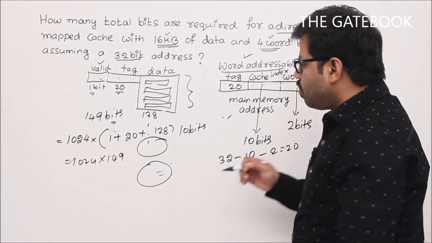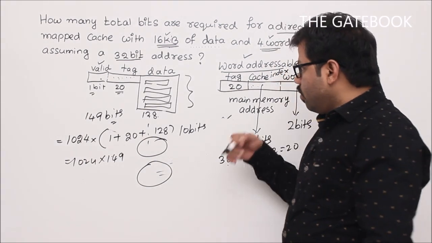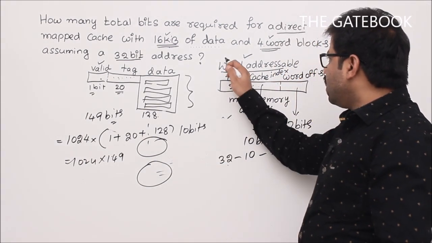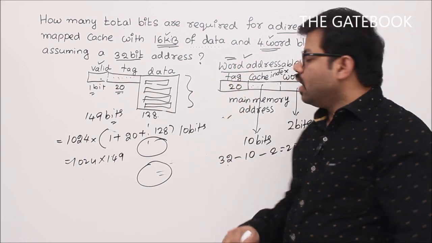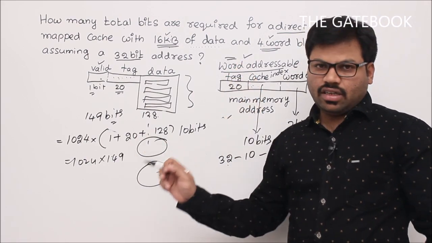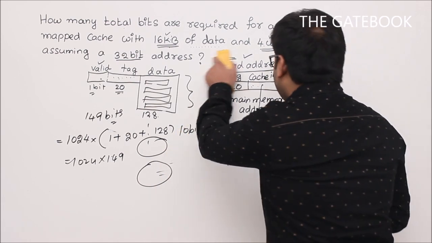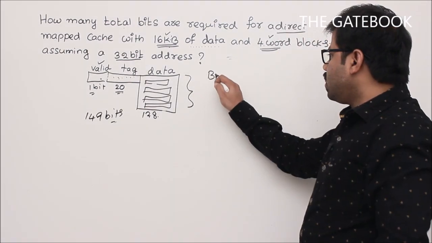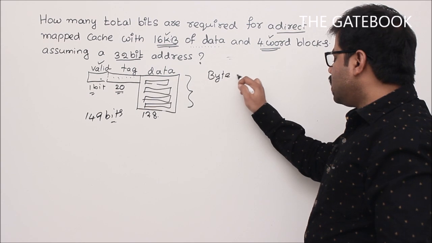Now let me solve this problem in one more way, by assuming that it is a byte addressable system. If it is a word addressable system, this is the answer. Now let us assume this is a byte addressable system. If it is a byte addressable system, what modifications are we going to get?